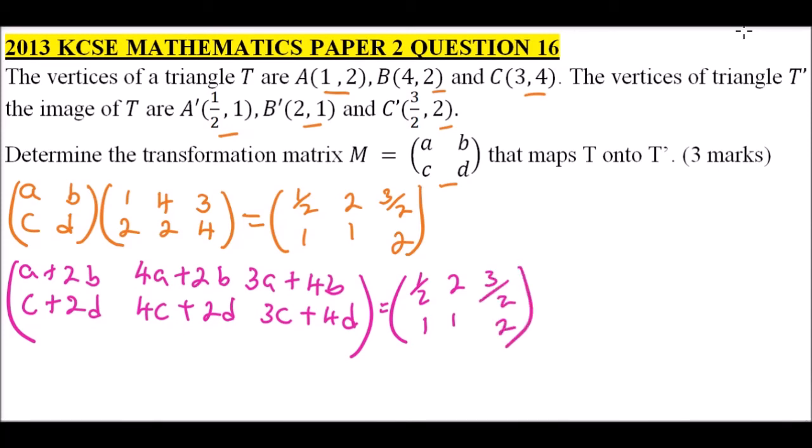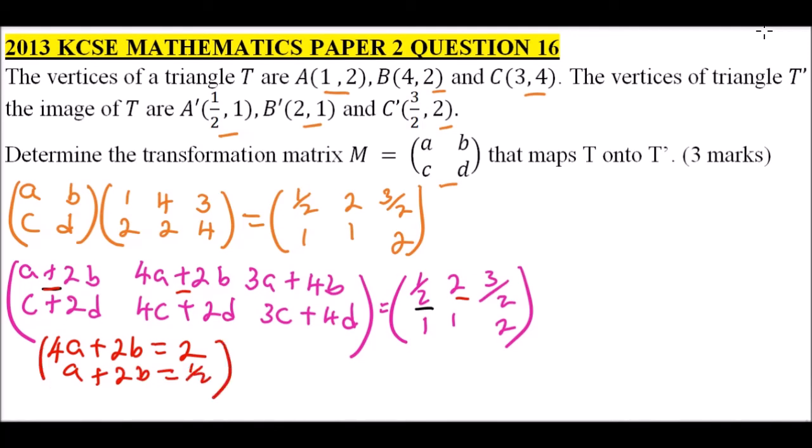So when we equate the matrices, the equivalent elements are equal. So this is equal to that, and we use simultaneous equations. So we can just write 4A plus 2B is equal to this element, which is 2. Then A plus 2B is equal to a half. So these are simultaneous equations.